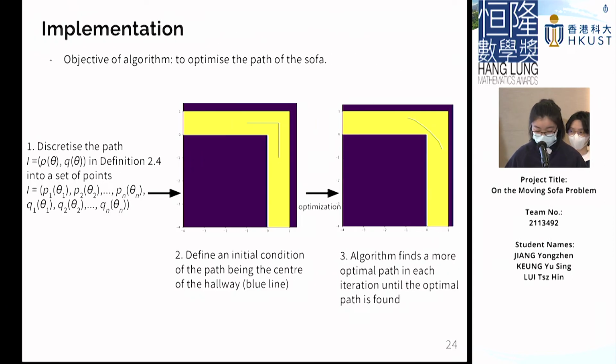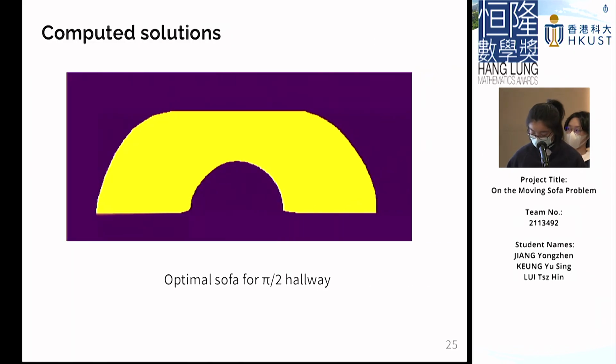Now for the implementation, we sought to optimize the path of the sofa. So first we discretized the path of the sofa into a set of points, and then we defined an initial condition of the path being in the center of the hallway, which is the blue line. And then after each iteration, the algorithm finds a better path until the optimal path is found, which is over there. Sorry.